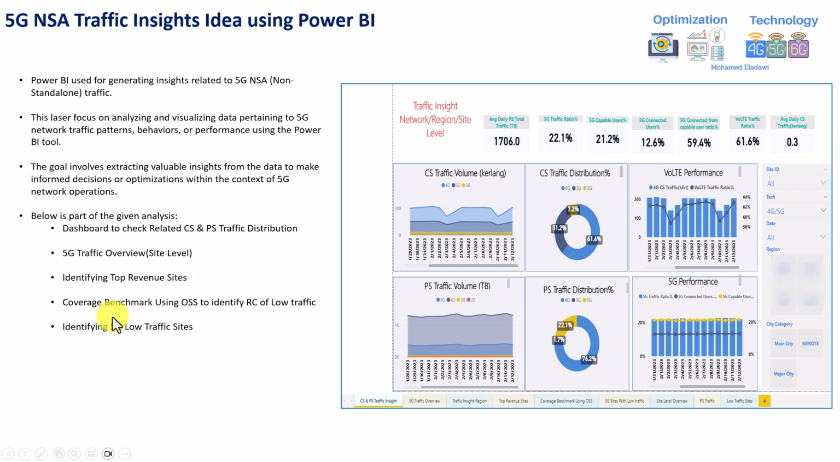So this is also a way forward where you can define an idea for Power BI or any other tool. And also I will show you some ideas of how to use OSS in general to identify root causes of the low traffic, particularly reflecting whether you have coverage issues in the network or not. So let's move to see what we have as well.